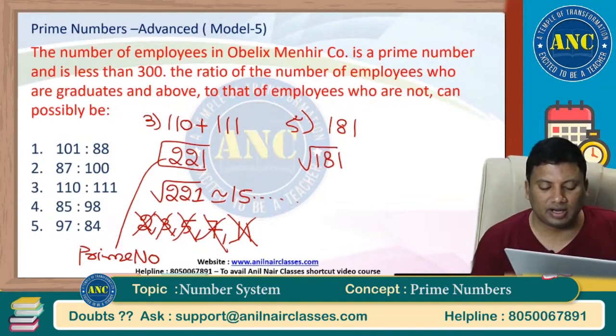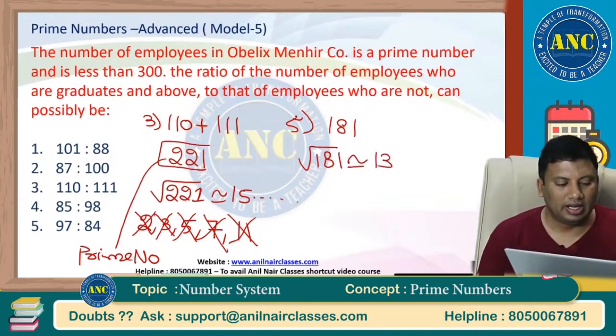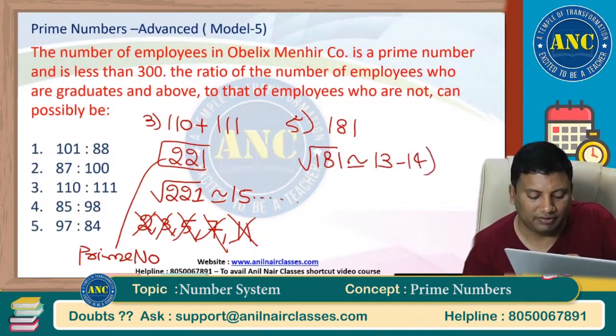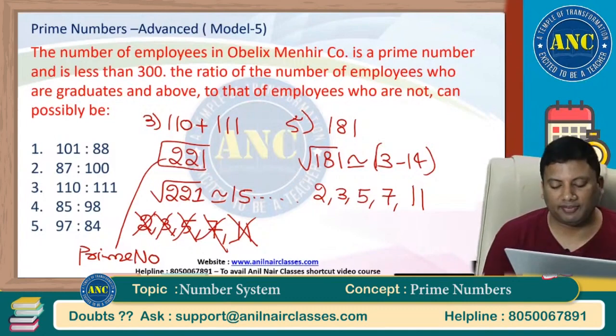14 square is 196. It is closer to 13, so 13 to 14. Now if you see here, what are all the prime numbers less than 13? 2, 3, 5, 7, 11.